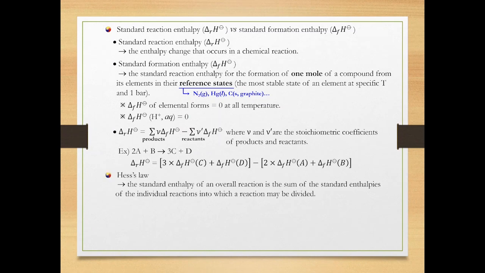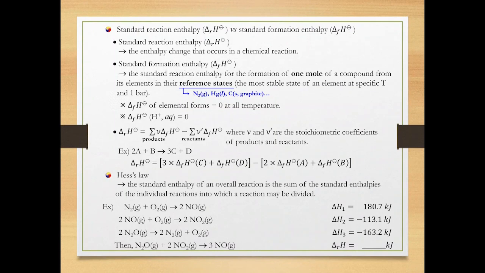Hess's law states the standard enthalpy of an overall reaction is the sum of the standard enthalpies of the individual reactions into which a reaction may be divided. Here is a practice problem that is associated with the Hess's law.